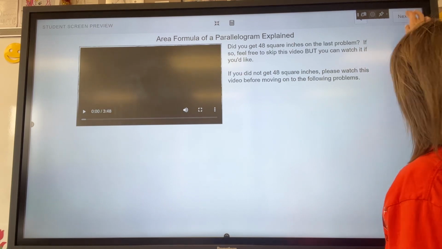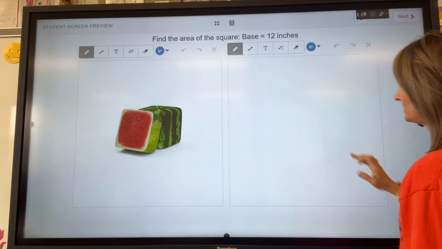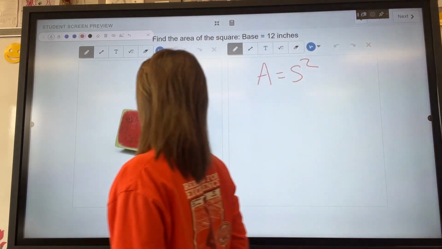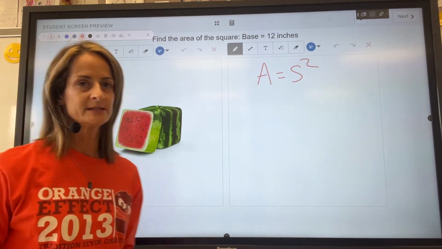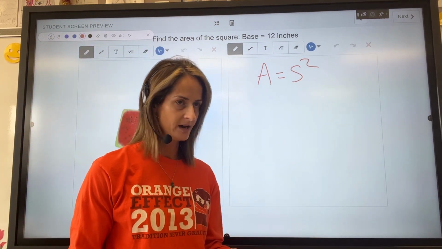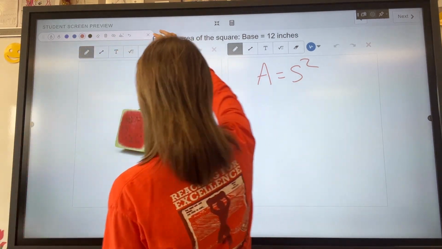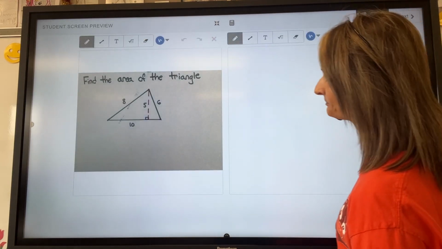All right, skipping that. For the area of a square, you'll see on your formula sheet, area equals side squared. That's just because the side lengths are the same in a square. So you can use base times height if you want, or you can use side times side. It's just that it's gonna be 12 times 12, the numbers will be the same. And all these units are squared because they're area.